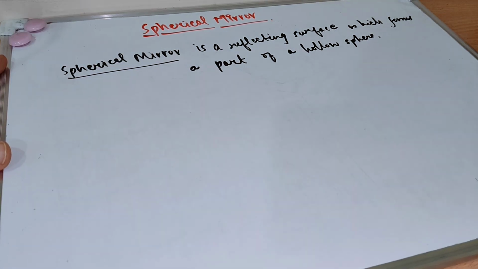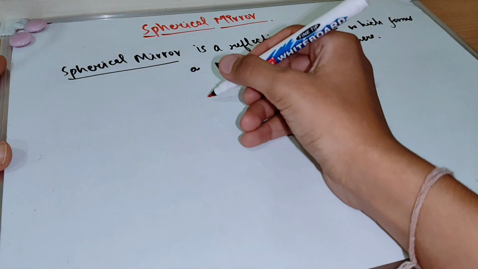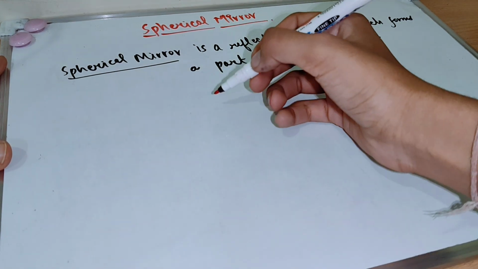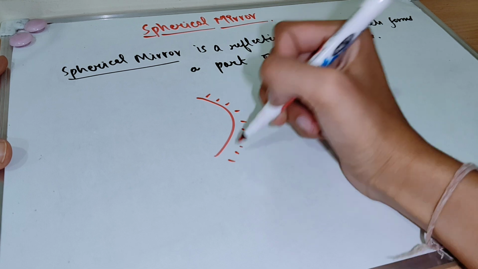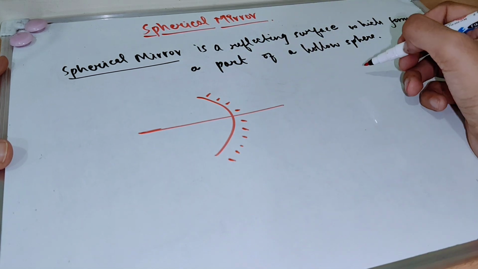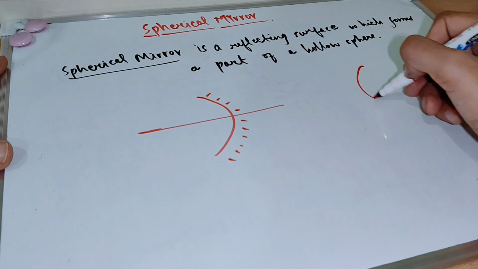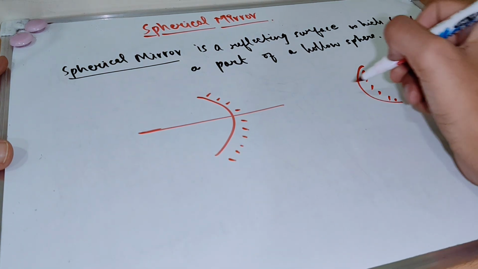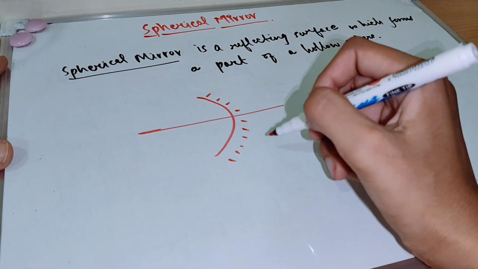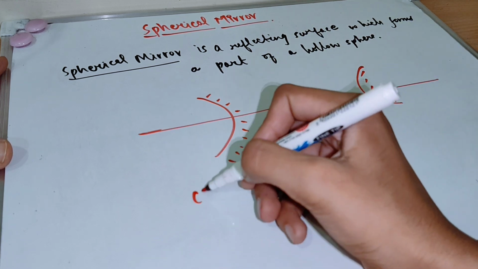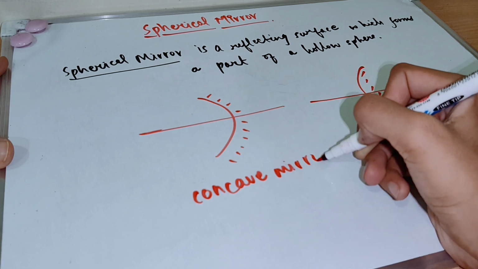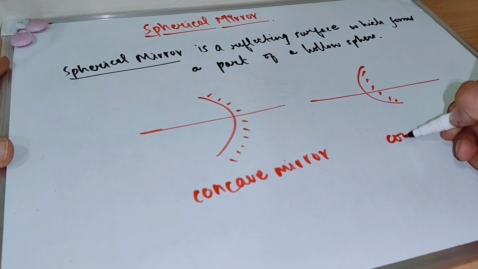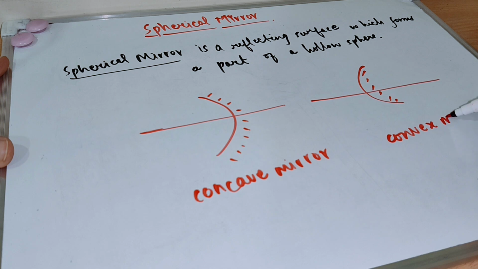Now, in very simple words, if I try to explain, this part of the mirror which we had earlier cut and this part of the mirror that we had earlier cut are given two names. This is known as a concave mirror and this is known as a convex mirror.